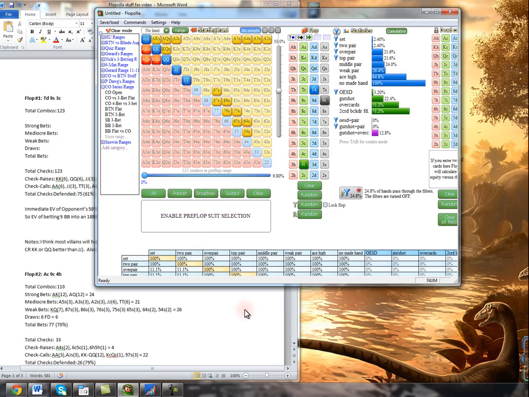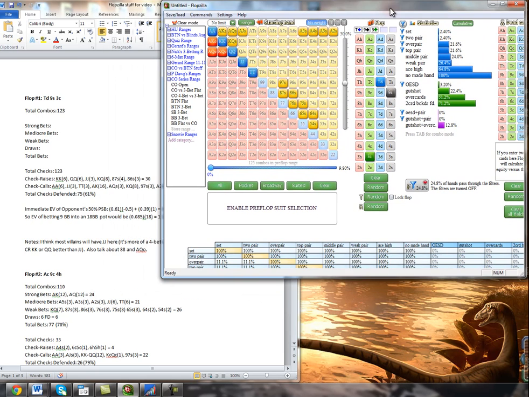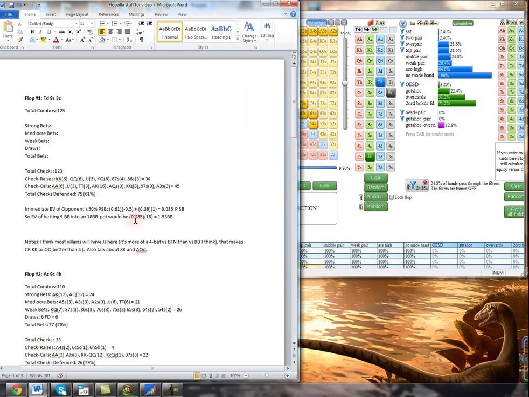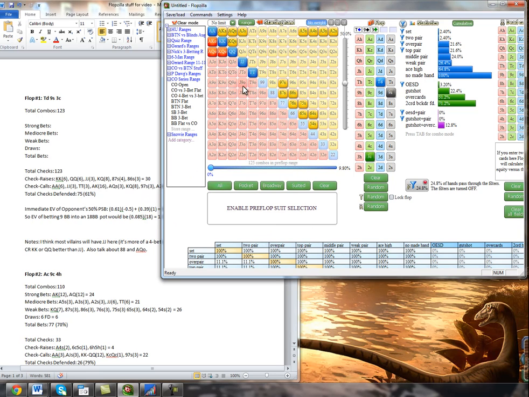So if you want to look at this range right here, you can try to think of a hand that maybe I'm check folding that you think should be defended, but I can't think of any. We're defending all of these hands up here except for, oh, did I miss ace-jack suited? Okay, we're defending all these hands up here except for ace-jack suited.